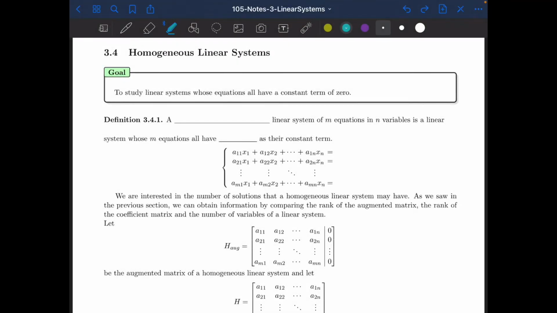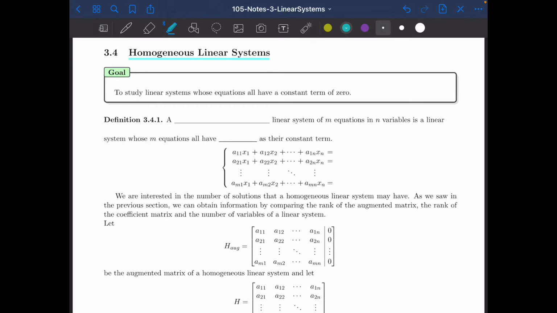In this video, we start section 3.4, which is about homogeneous linear systems, which is a special type of linear system. The goal of this section is to study linear systems whose equations all have a constant term of 0.